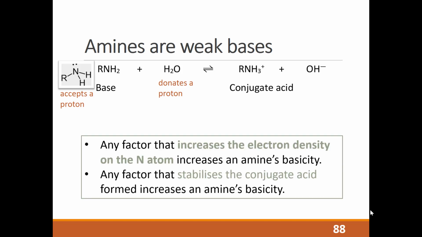For the amines, they are weak bases, and any factor that increases the electron density on the nitrogen atom will increase the amine's basicity because the lone pair is more available for donation. And any factor that stabilizes the conjugate acid formed will also increase the amine's basicity because it will favor the forward reaction. This can be found on page 88 of your lecture notes.